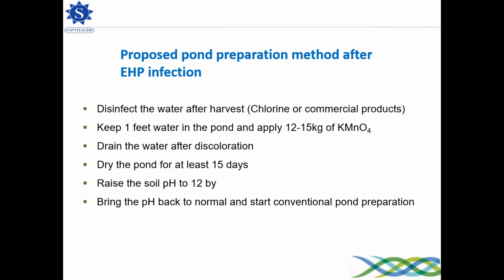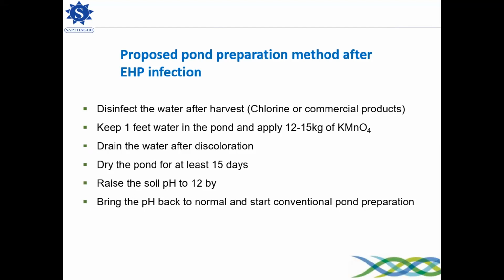Once it is treated with potassium permanganate, you can drain the water after discoloration. It's very important to see the discoloration time of the water, because when the pond has more organic load, the discoloration will come fast. So there will not be enough concentration or enough time to inactivate or kill the spores. So it is very important to watch the discoloration.